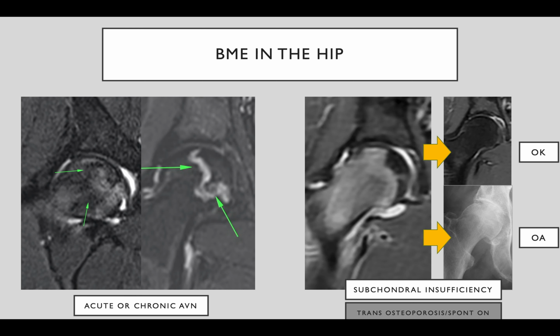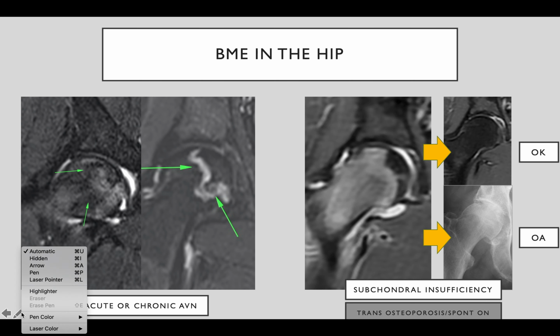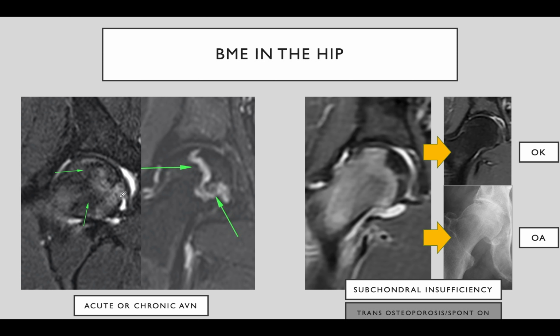The first thing that we do when we look at patients who have hip pain is we look for the presence of bone marrow edema. And when we see bone marrow edema, the things we try to do are differentiate what the cause of bone marrow edema is. If we consider something like avascular necrosis, that would usually present as something with bone marrow edema and a serpiginous low signal band, such as we have here.